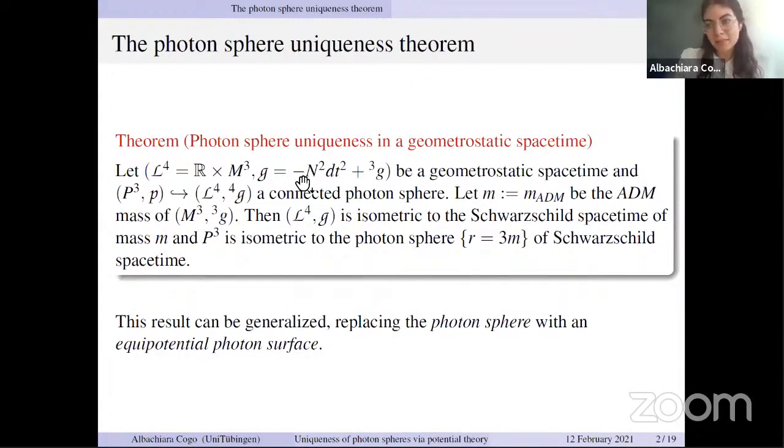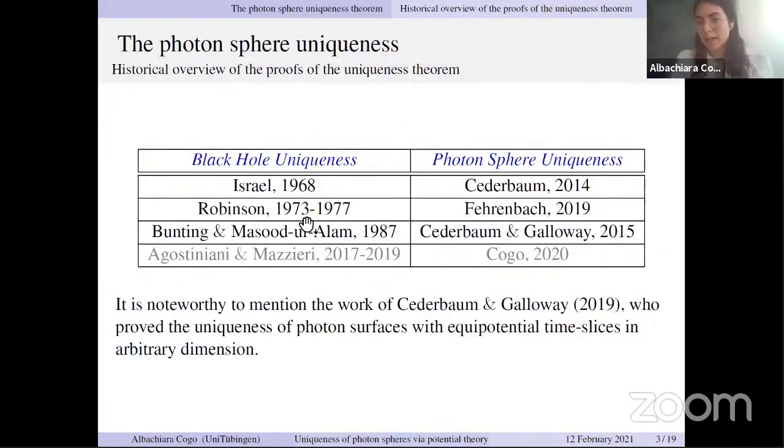In fact, Sederbaum and Galloway did it, but they had to use the positive mass theorem. I didn't use it. So if you remove it, you get a clean statement. I mean, it's a nice technique what you've done, so it's very interesting. But they already have the optimal theorem now for this problem. Yes. And also they proved it in higher dimensions.